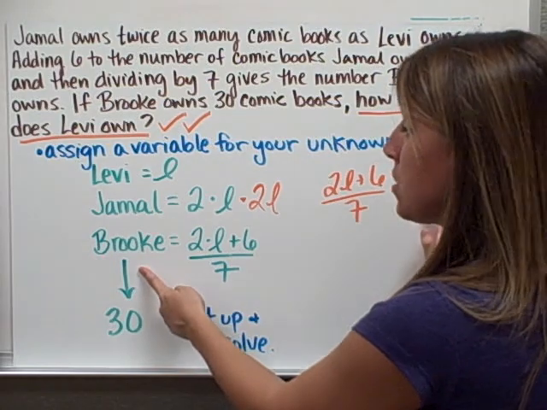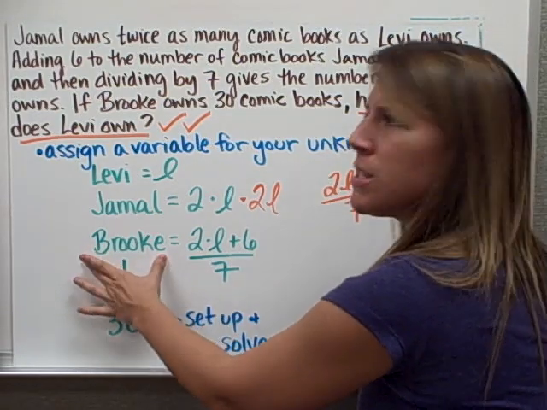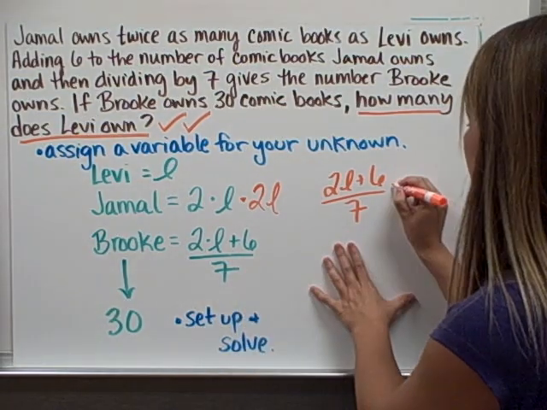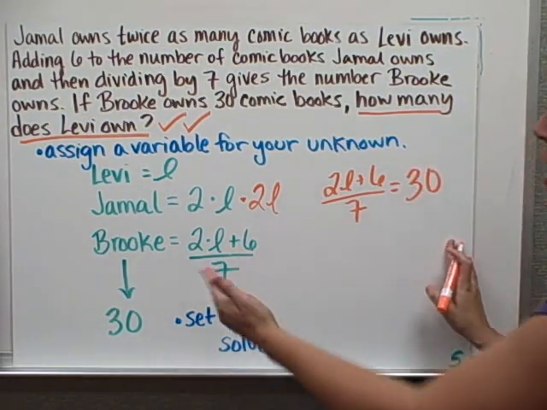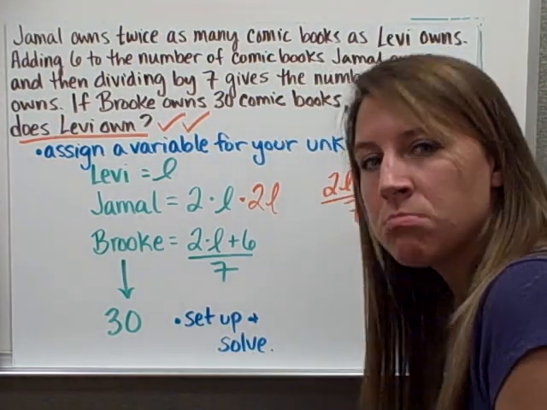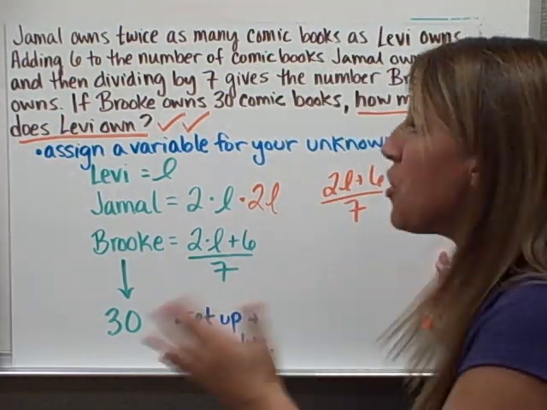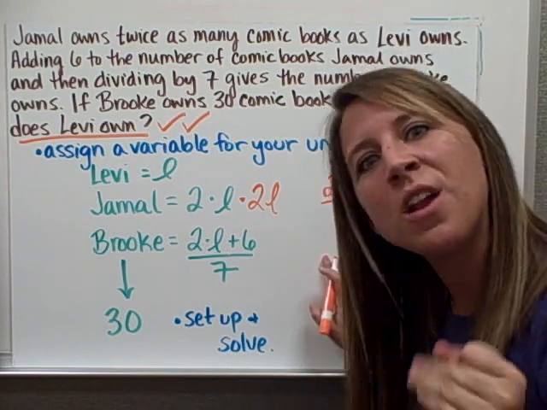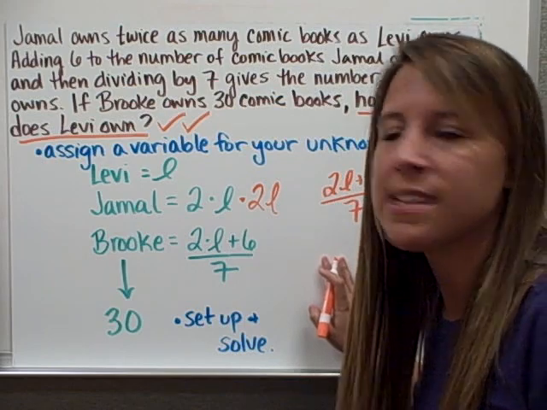And then it says Brooke owns 30. So we can almost substitute her name with the number 30. So this is what I've written here, but I know that that equals 30. And then look, I can solve for L, and L is how many Levi owns, okay? So 30 seconds later, a few extra synapses firing, and we have ourselves a multi-step equation.